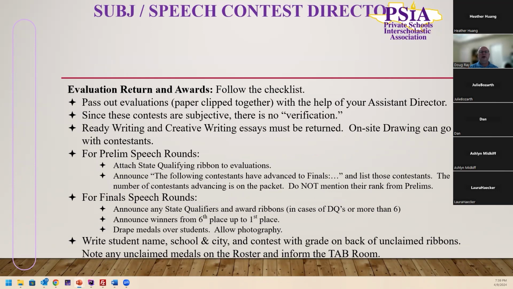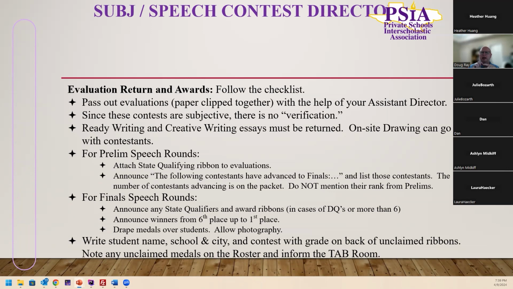Then you go to the evaluation return. There is no verification because there's nothing to verify. The results of this contest cannot be contested by the contestants. They are what they are. So you pass out the evaluations, put together from the 3 judges. You can use the help of your assistant director to do that.